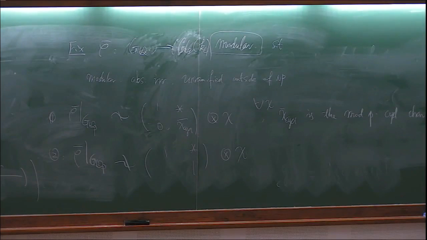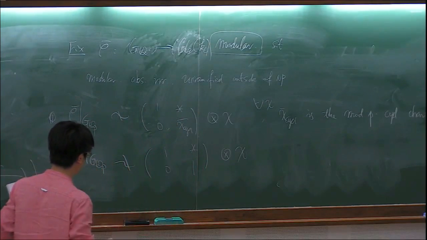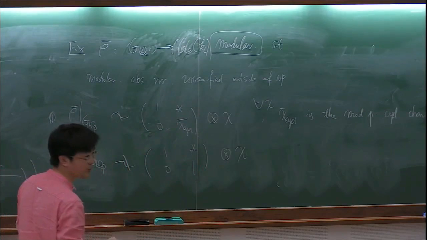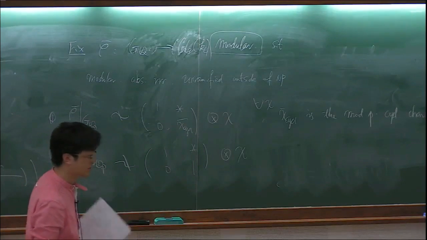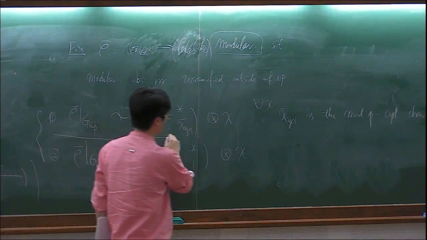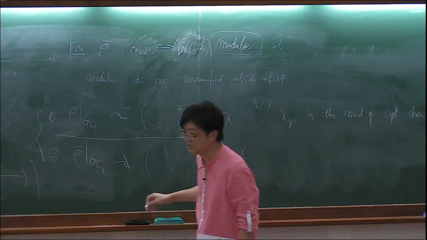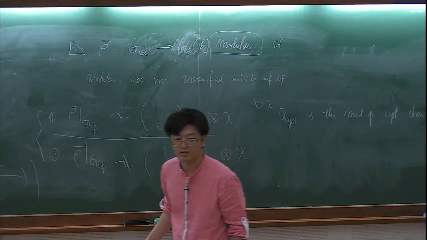Okay, so now you restrict to G_{Q_p}. I want both of them. So this one, I don't want to say too much. It's some condition that comes from the p-adic local Langlands correspondence.